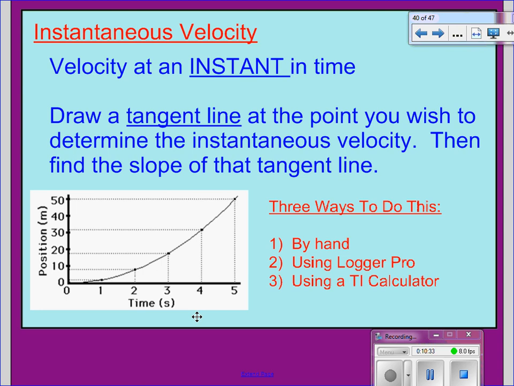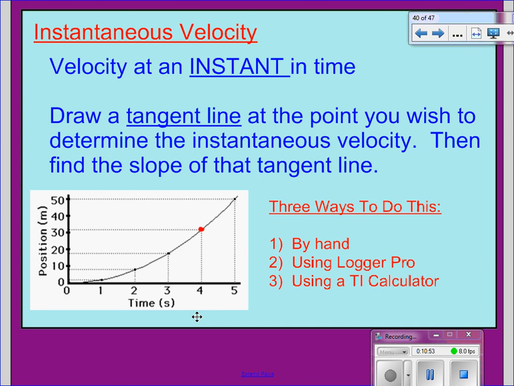So let's look at the graph that's on the screen. On the screen, I have a position versus time graph of an object that looks like it's speeding up going away from the origin. What if I wanted you to find the instantaneous velocity at 4 seconds? The first thing you'd want to do is draw a tangent line that touches the curve just at the 4 seconds, which would be right here.